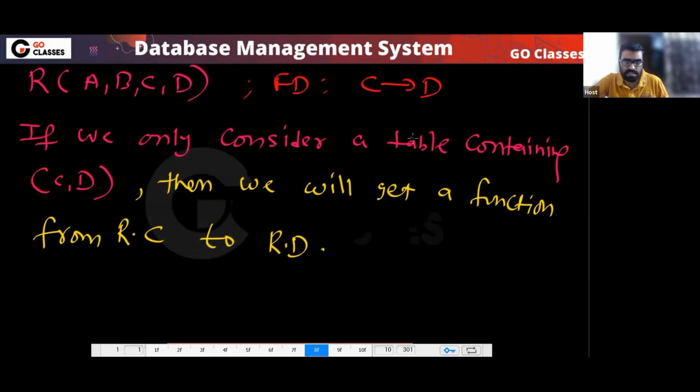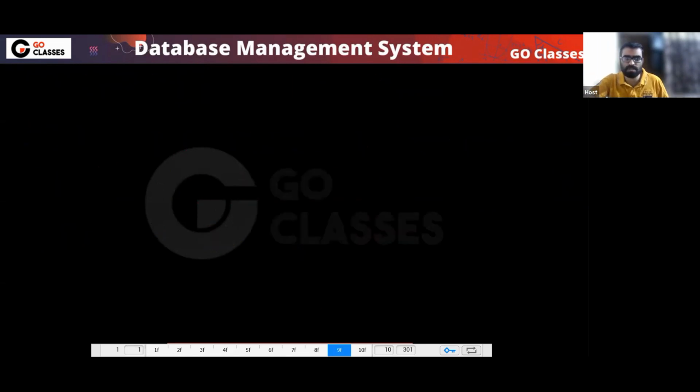Here C will act as a primary key. Yes, if you project it out, then C will work as a candidate key. There can be multiple. It will work as a candidate key because it is possible. Let us assume A also implies B, B also implies E. Let's consider another example.